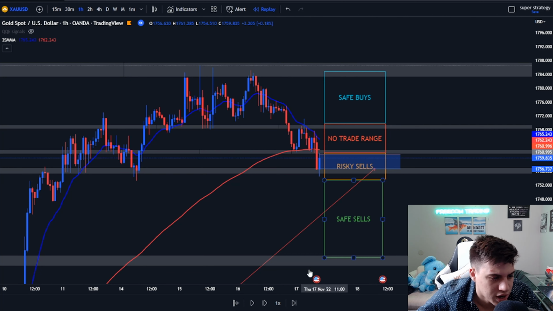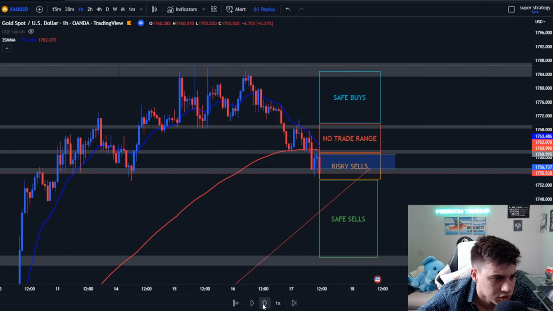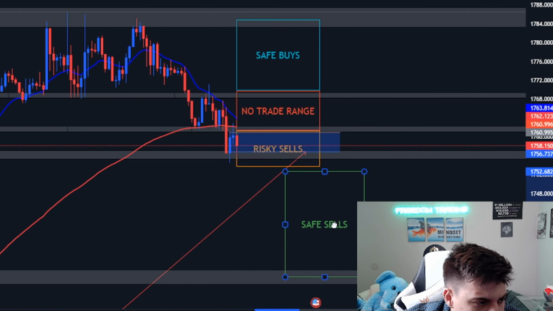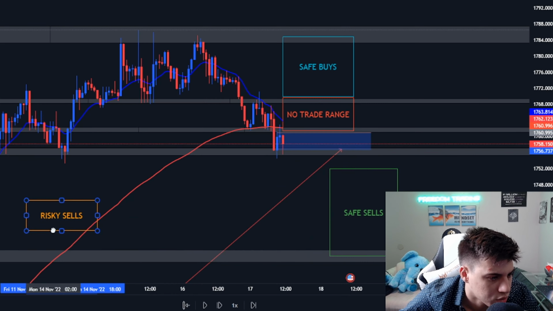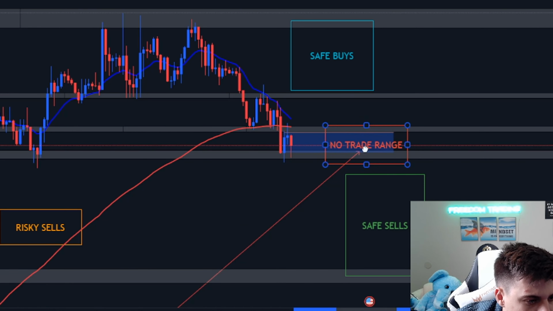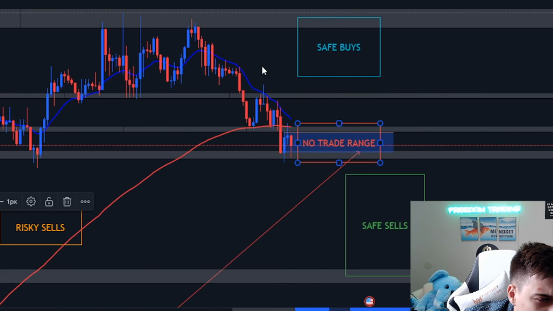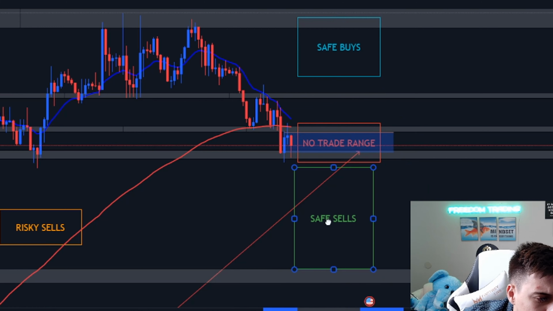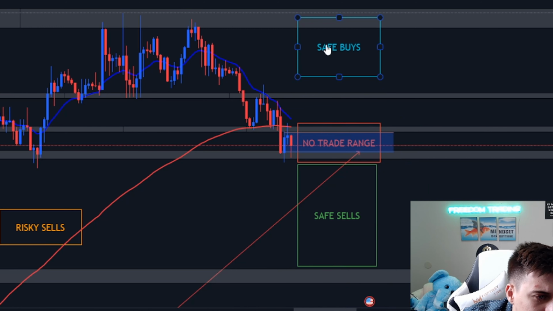So now what do we have to do, guys? We have to start marking up our zones again. So now we have to start moving our zones. This will be safe sells. Still, these risky sells, we'll put this to the side over here for now. All right, so this will be my no trade range here. This will be my safe sell level here, and this will be my safe buy zone here.